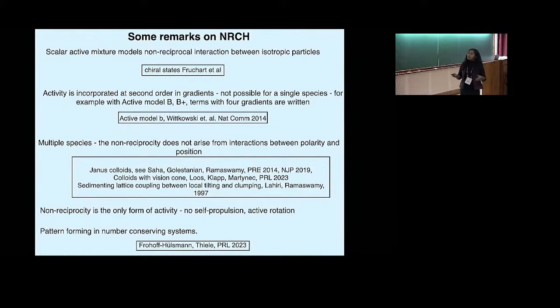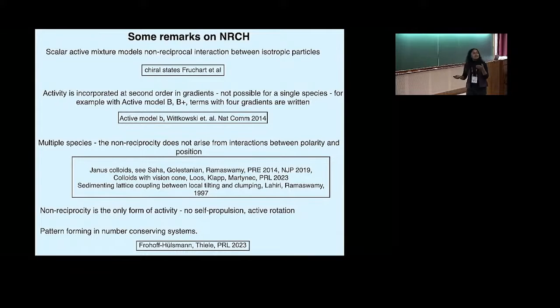Okay, so before I conclude this part with constant non-reciprocity, let me quickly give you a summary of some features of the non-reciprocal Cahn-Hilliard model. First of all, note that, as I said before, the activity can be introduced to second order in gradients. For a single species, one has to go to higher order in gradients to write down a dynamics that cannot be derived from a free energy. In this case, we don't have to do so. NRCH describes explicitly the dynamics between two distinct species.